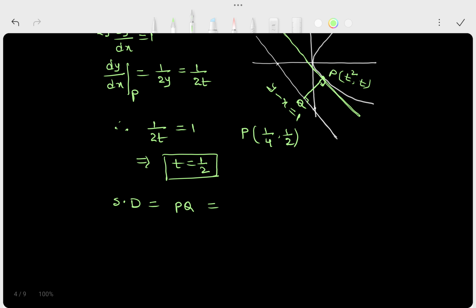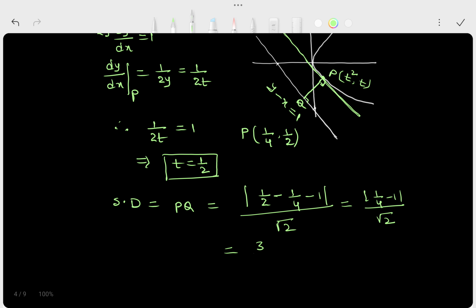So here, the perpendicular distance from P to the line: modulus of y minus x minus 1, that is, 1 by 2 minus 1 by 4 minus 1, whole divided by root 2. Now 1 by 2 minus 1 by 4 is 1 by 4. So modulus of 1 by 4 minus 1, whole divided by root 2. Finally this value will be 3 by 4 into root 2.